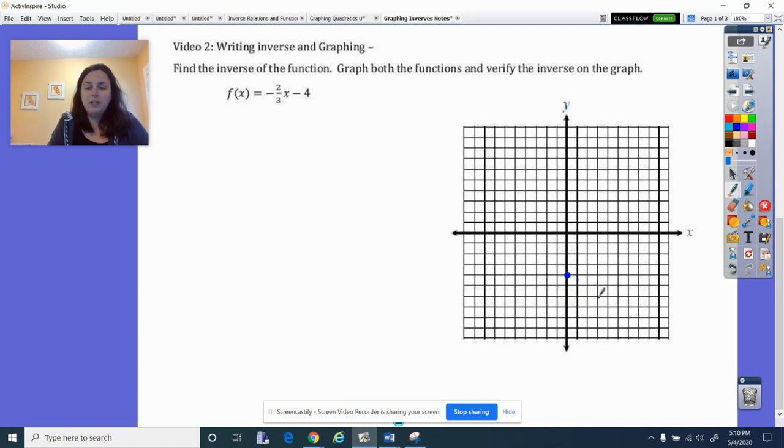1, 2, 3. And then how do I get a point on the other side of my y-intercept? I go up 2 and to the left 3. I'm just going to do this a couple of times because it's going to be really hard for me to draw a straight line. So I'm going to do this in both directions. Down 2 more, here's 3, down 2 more, 1, 2, 3, here we go. Okay, so now here is my function, the original line that I'm given.